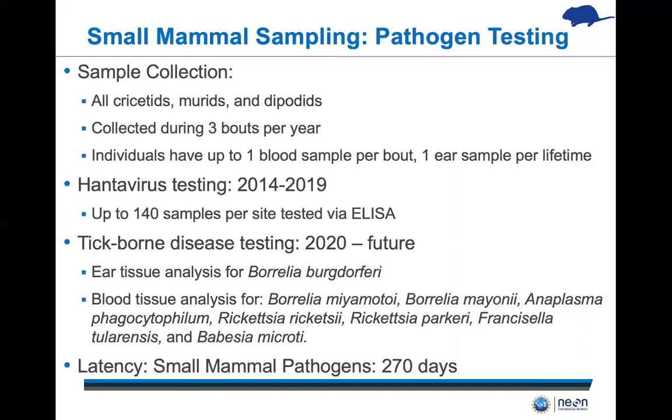But we were receiving some feedback that it might be preferable to test animals for tick-borne diseases. And this is because many of these tick-borne diseases are currently emerging. They occur across broad areas of the United States, and they provide better linkages between the tick and small mammal data sets. And so starting in the 2020 field season, we're going to be testing ear tissues for the pathogen that causes Lyme disease, Borrelia burgdorferi, and blood tissue for a wide variety of other tick-borne diseases. And the latency in this data product is 270 days.